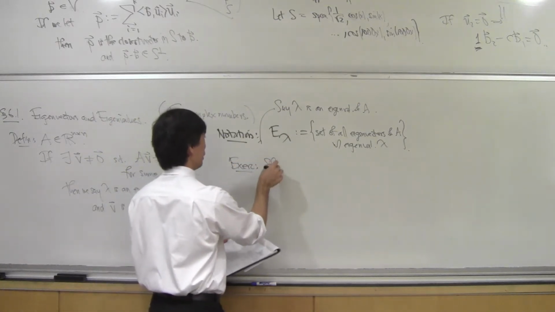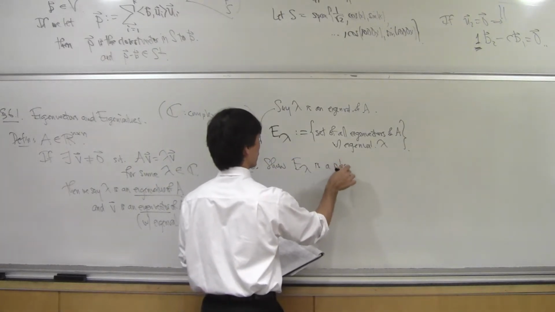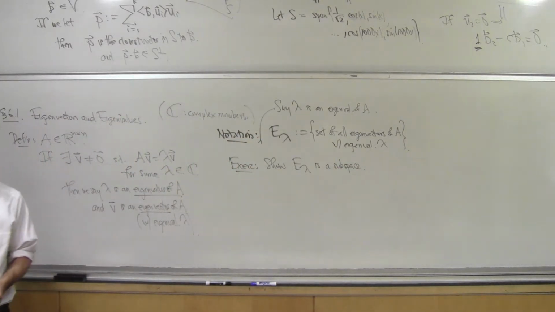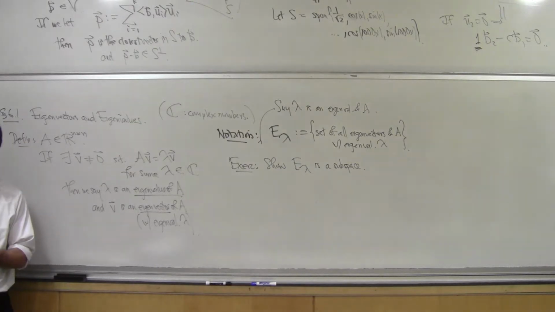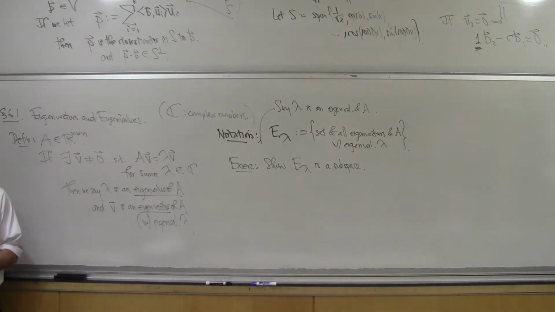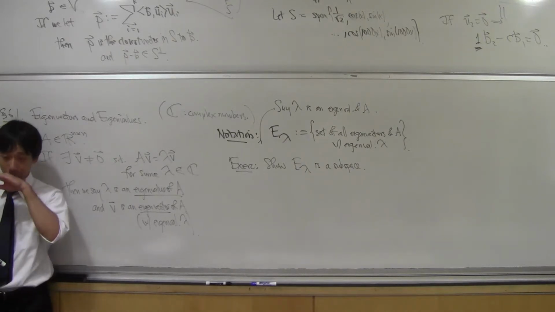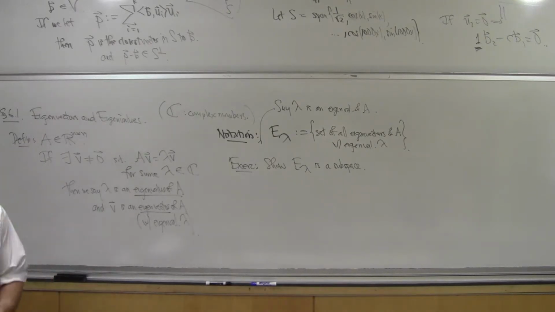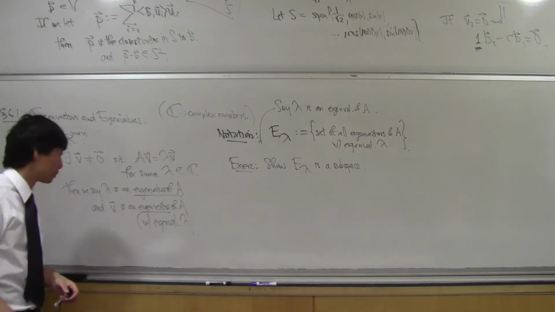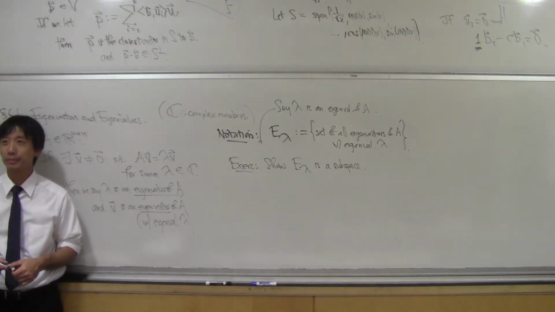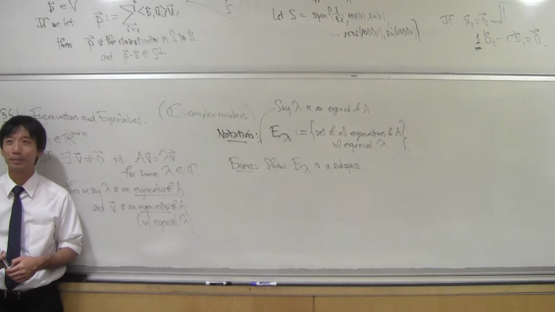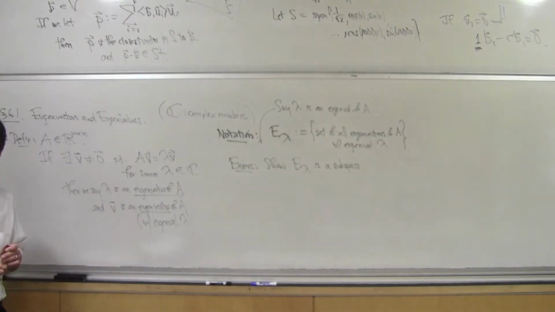Exercise. Show that E sub lambda is a subspace. Okay. Think about it for 1 minute and see if we can answer why this thing would be a subspace. There's kind of a dull way of thinking about it and a funny way of thinking about it. Why would this thing be a subspace? I'll show you the dull way.